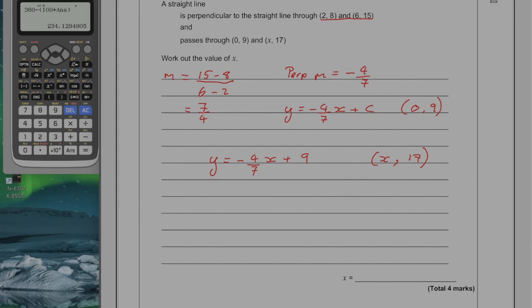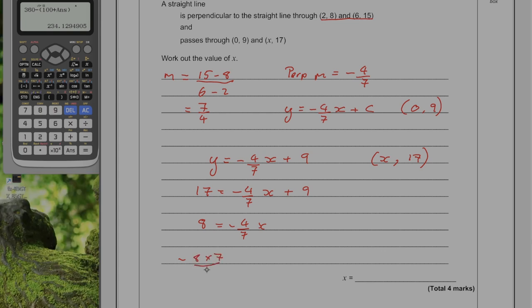So if I put 17 in here, 17 is going to be equal to minus 4/7 x plus 9. So if I minus 9 from both sides, that would give me 8 is going to be equal to minus 4/7 of x. So if I times that by 7 and divide it by minus 4, so 8 times 7 over minus 4 is going to be equal to x, and then that will give us minus 2 times 7, so that's just going to be x is equal to minus 14.